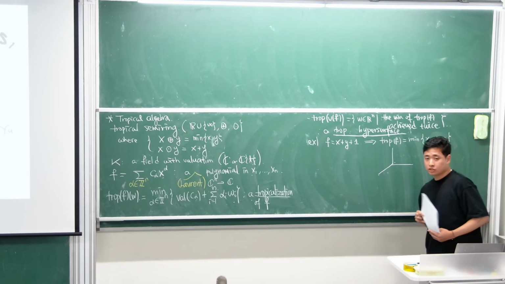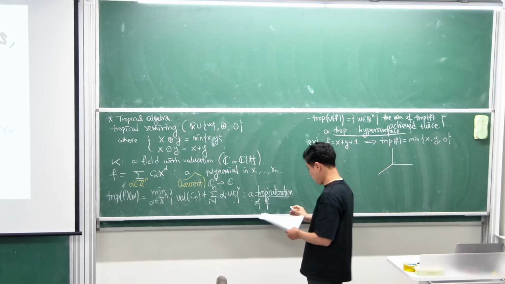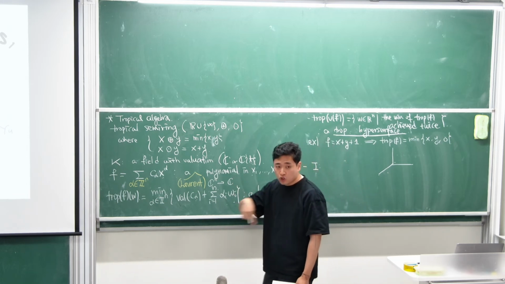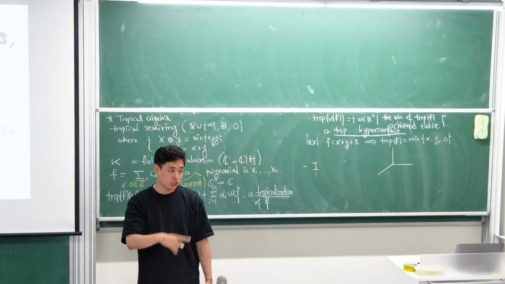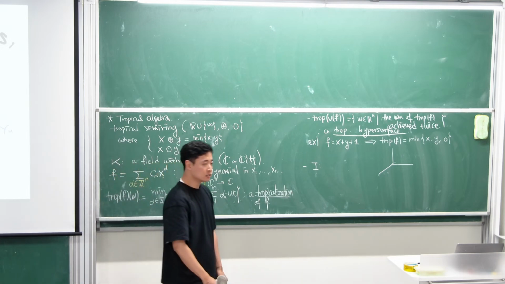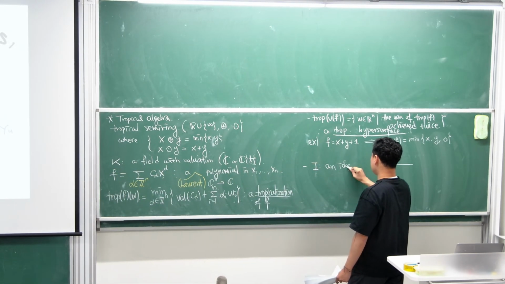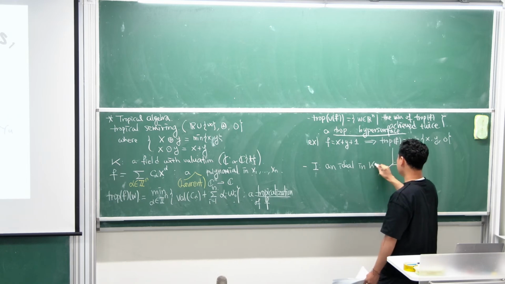Okay, any questions? This is the tropical hypersurface. And then I'm just finding the tropical counterpart of the objects in algebraic geometry. So now I will think about an ideal in the polynomial ring.